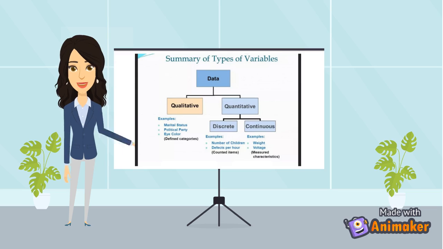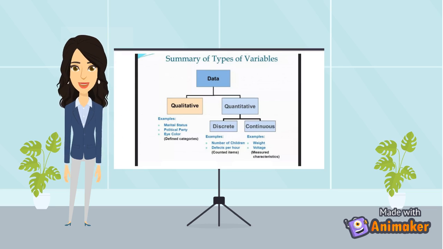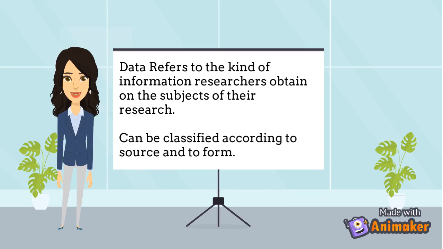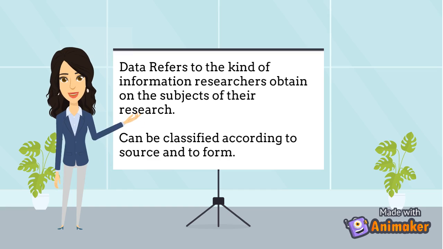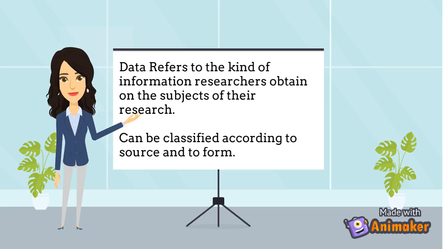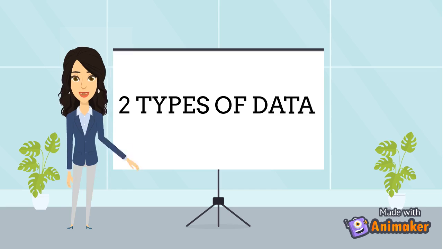To understand more, this is the summary of the types of the variable. Data refers to the kind of information researchers obtain on the subjects of their research. It can be classified according to source and to form. There are two types of data.